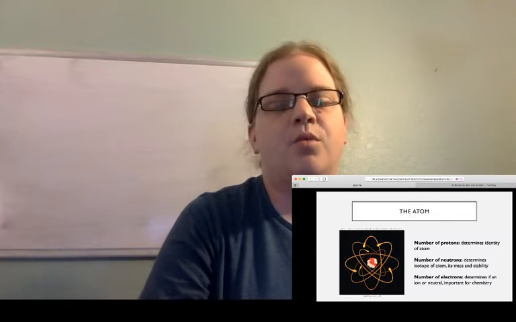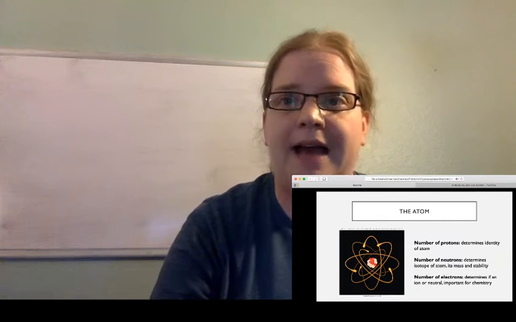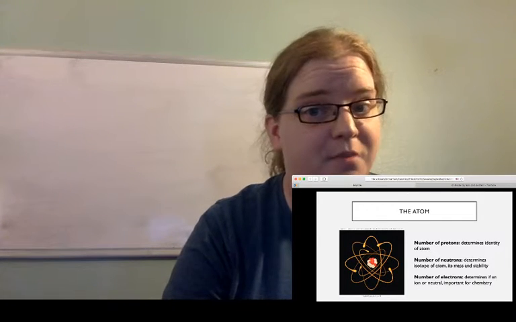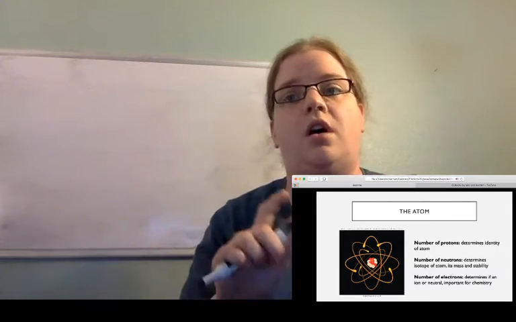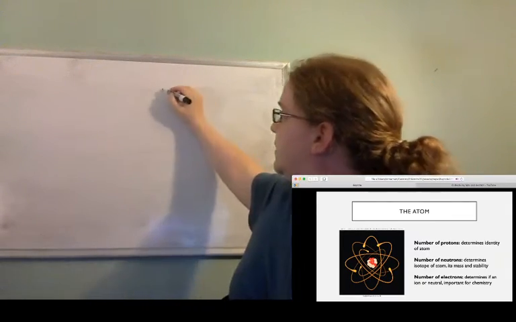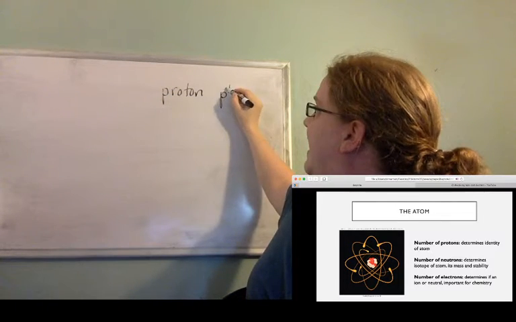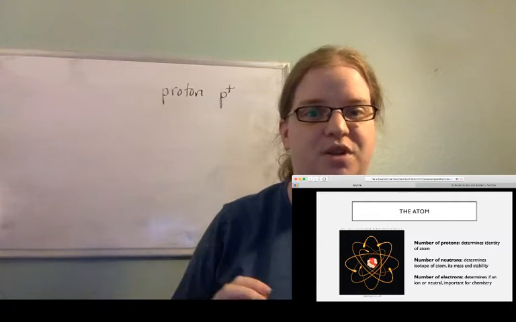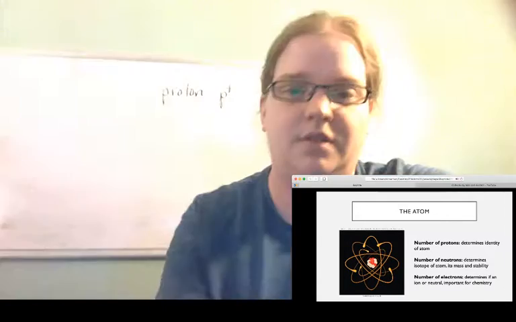Okay, so we know the constituent parts at this point. We know that an atom is made up of 3 different kinds of particles. Protons, which are positive. So a proton, I will write as P+, P for proton, and plus because it has a positive electrical charge.